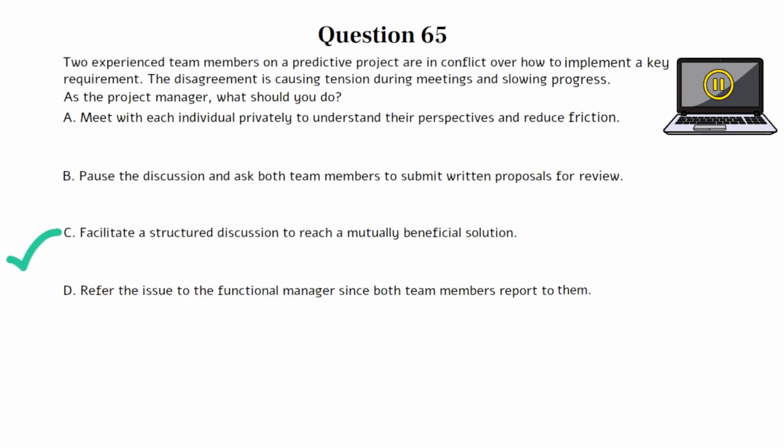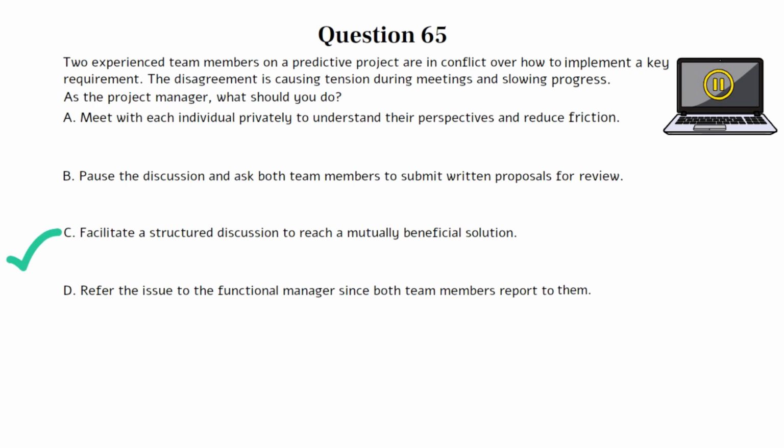This question tests your understanding of conflict resolution strategies in a predictive environment, especially when managing interpersonal disagreements between skilled team members. PMI strongly favors the collaborate/problem-solve approach because it aims for consensus and long-term resolution rather than short-term fixes or avoidance.